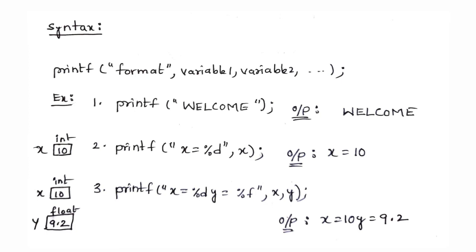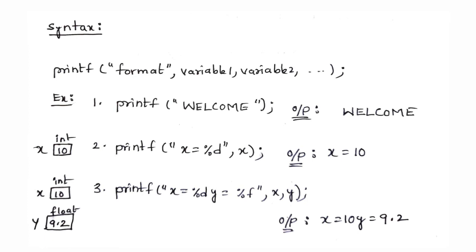Now I will explain this with 3 examples. Here I have given 3 examples. The first one is printf welcome. Here I have written welcome in the double quotations. The work of the printf statement is that it displays the message enclosed between the double quotations. Here I have enclosed welcome within the double quotations, that's why the compiler displays the welcome message on the screen.